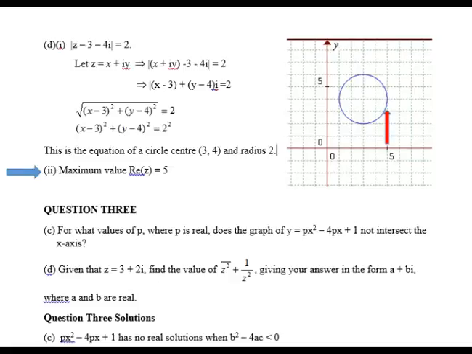The blue circle is the locus of all points for z. The maximum real value, the maximum x value for that coordinate, or sorry, that complex number, is the 5, the right-hand edge of the circle.